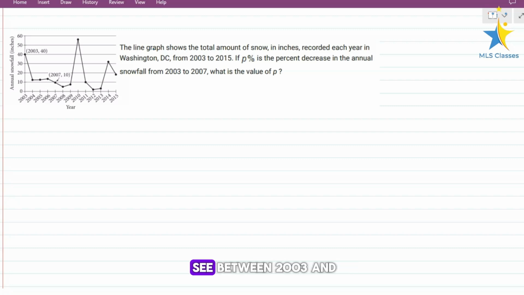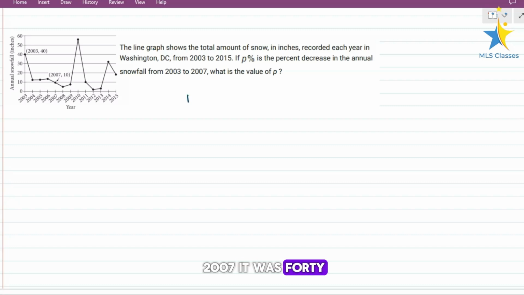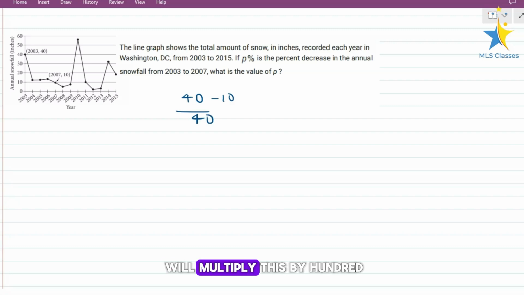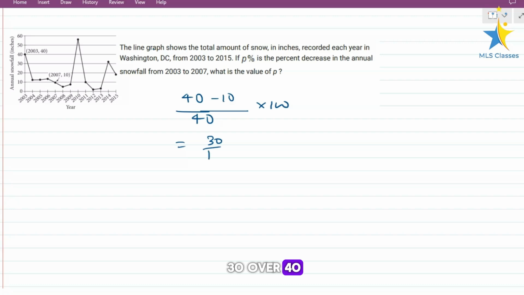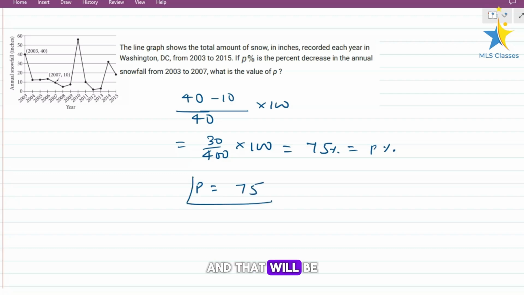If we see between 2003 and 2007, it was 40 minus 10. Original value was 40. I will multiply this by 100. So we are getting 30 over 40 multiplied by 100, which will come out to be 75. It's given that it is equivalent to P%. So that is 75%. That means we can say P is equal to 75. And that will be the answer.